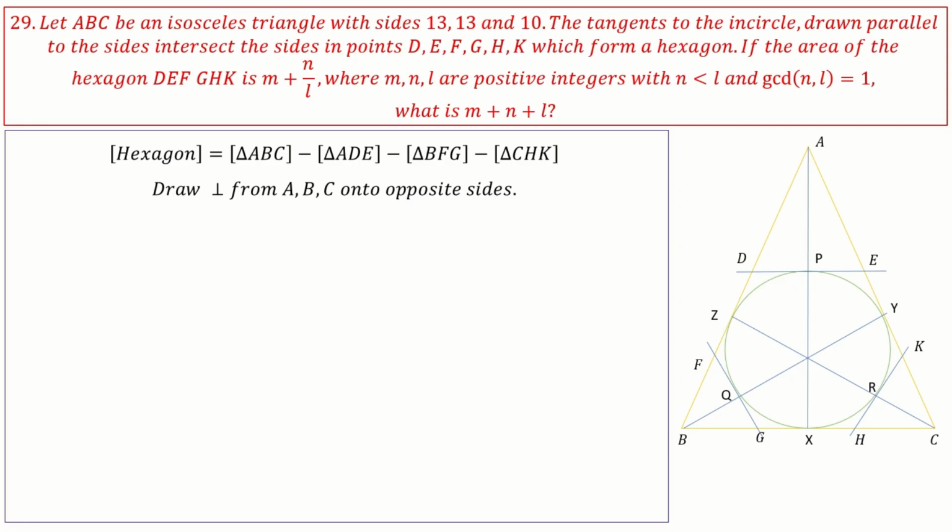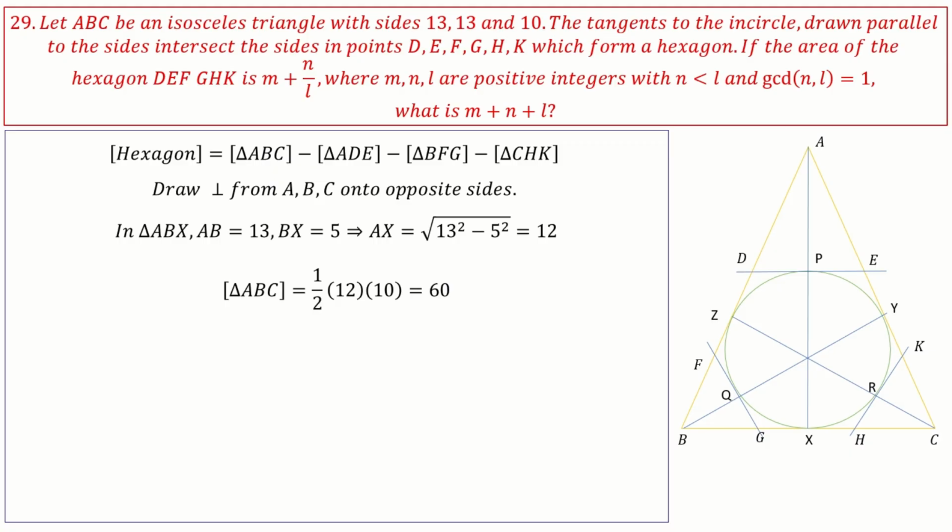If this is perpendicular, let's take the case of AX. How to find AX? If AX is perpendicular, then AC is 13, XC is 5, so I can get AX. 13 square minus 5 square, which is 12 square, so the square root of that is 12. So AX is 12. Now we got AX. So the area of the triangle is half into 12 into 10, which is 60. Now you got the area of triangle ABC.